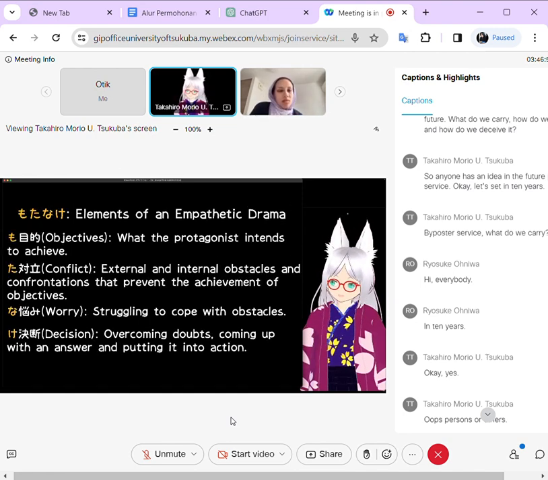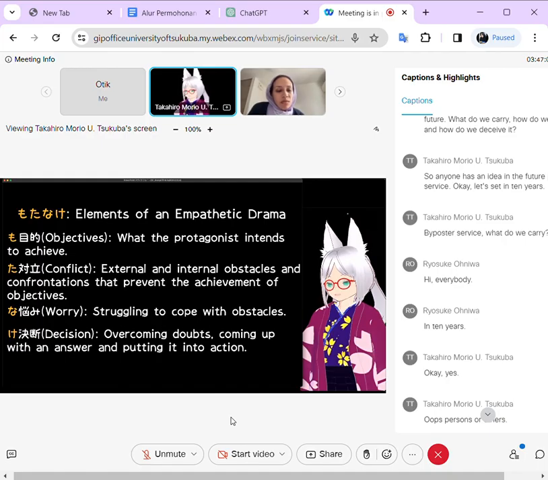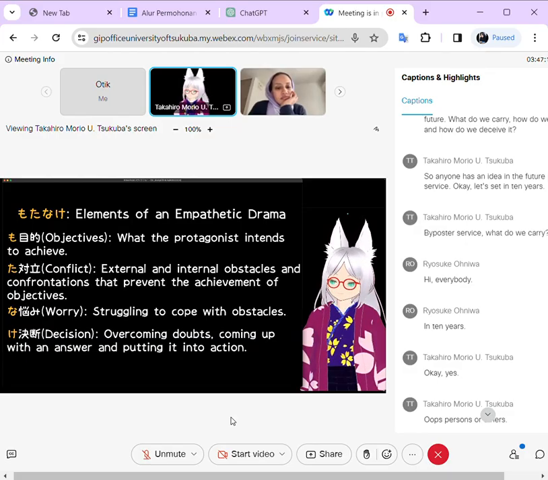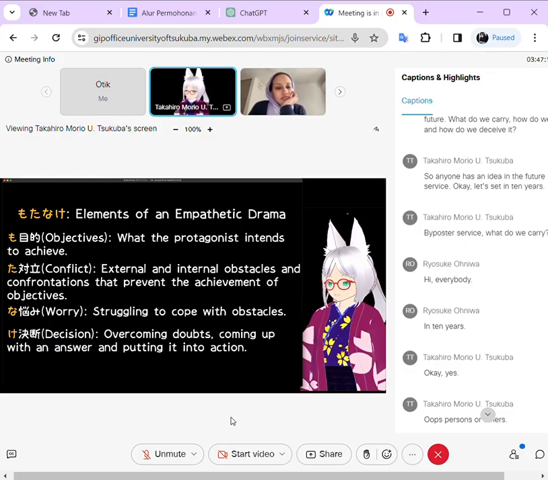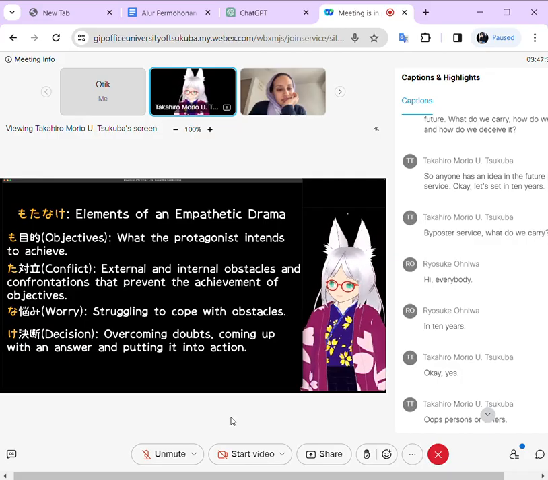And another way of making a story is the so-called Motarake. Motarake represents the four elements of the story: 目的, 対立, 悩み, 決断. So this Motarake structure makes the story more empathetic.